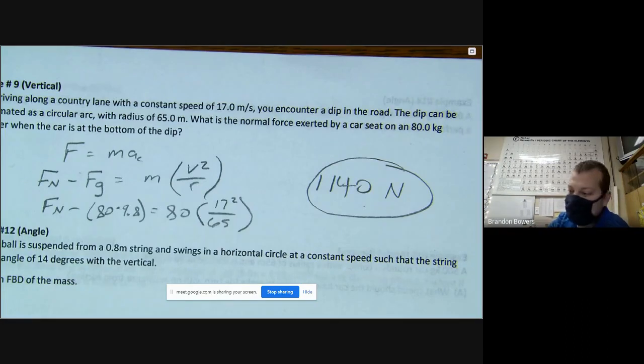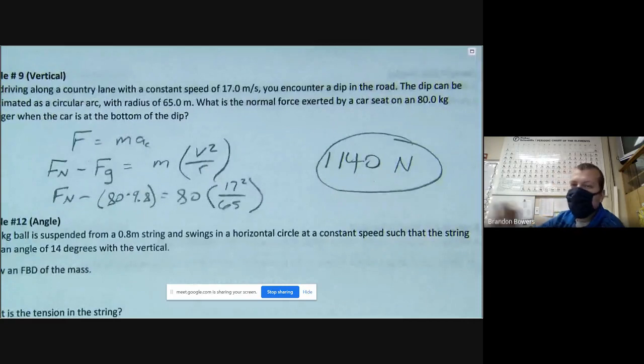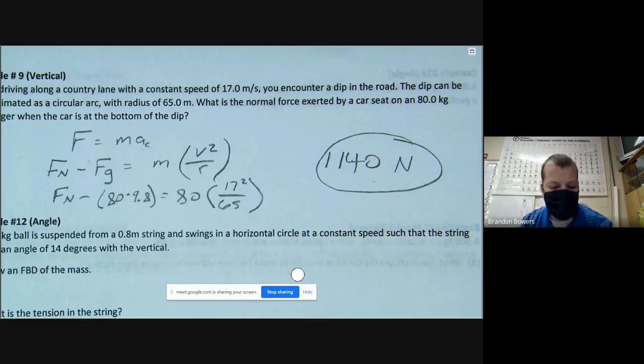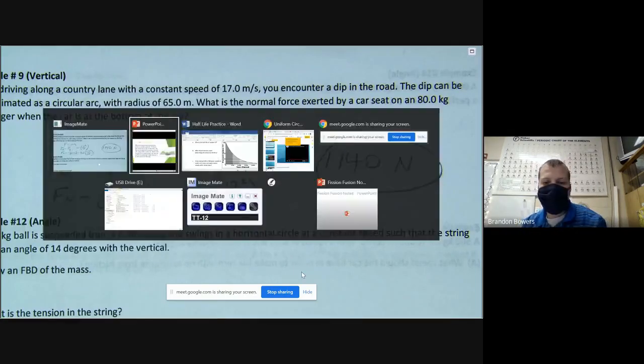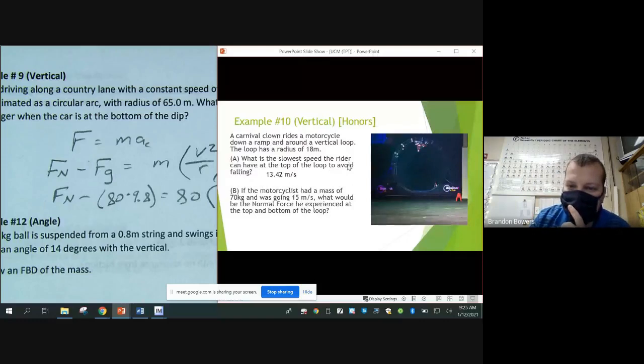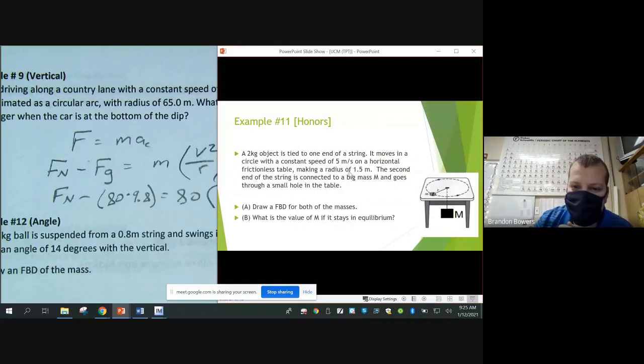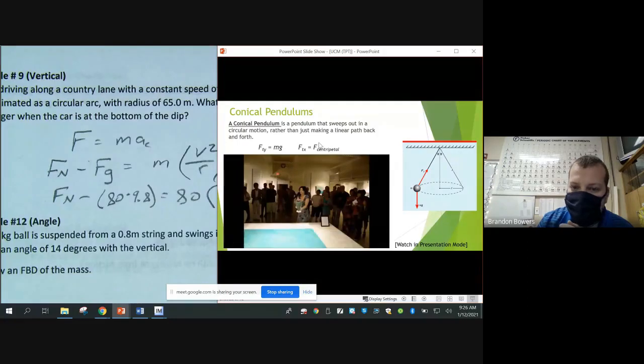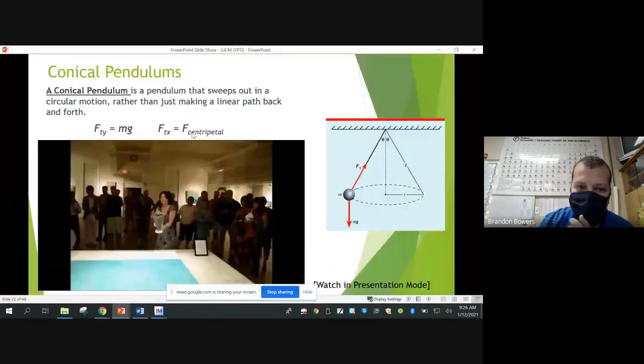That is. All right. So that's vertical. We started with horizontal, where there's only one option. Vertical is a little more challenging. Let's rock and roll to angles. We got this. We're going to skip that one. All right, conical pendulum.